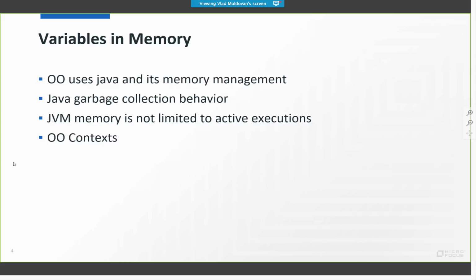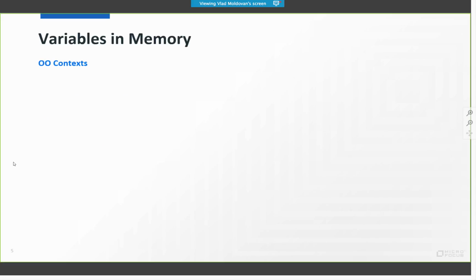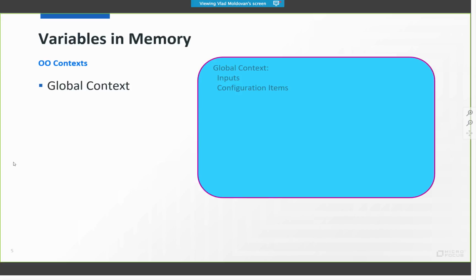Now, as I said, we keep our variables for each execution in specialized containers, or specialized memory areas, we call contexts. So let's talk about this context from the point of view of an execution. On one hand, we have this global context. Basically, the global context is created each time an execution starts.